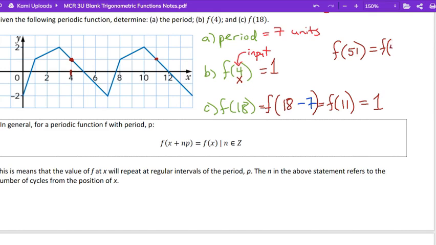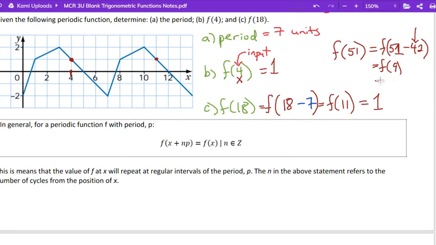So we could even say 51 minus whatever I minused equals f of 9. What did I minus? I minused 42? Am I making something up? I mean, it makes sense because 42 is a multiple of 7. Yeah. Yes. Come on.